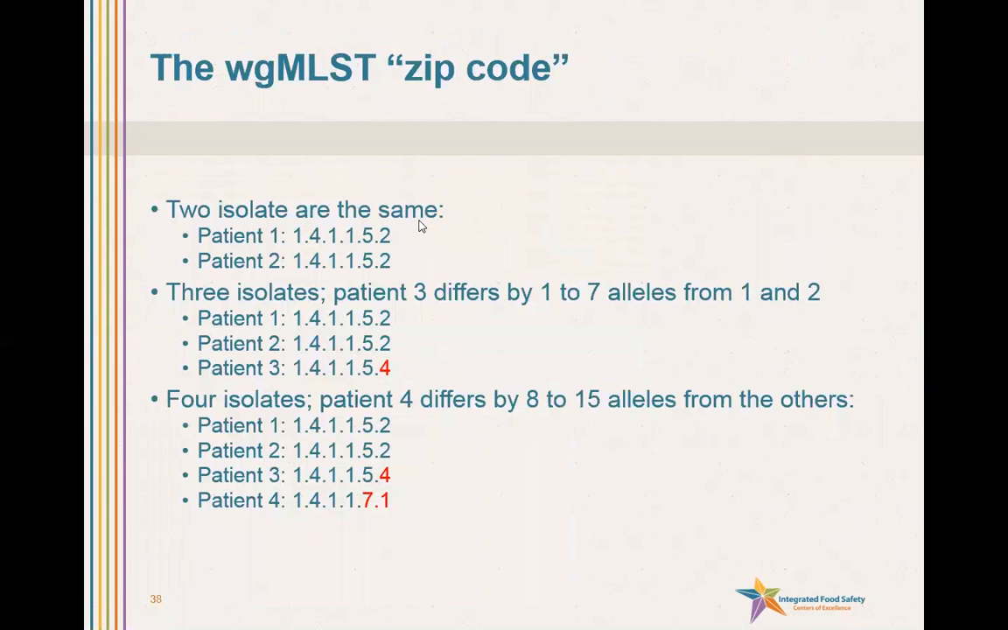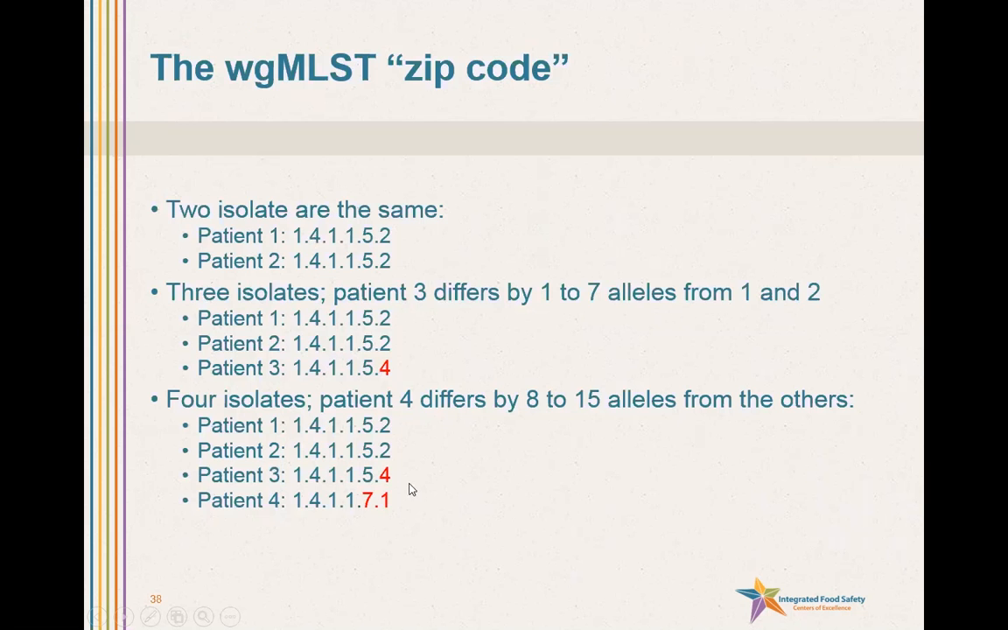How does that work? Here's an example. You have 2 isolates. We did whole genome sequencing. We ran whole genome MLST. Isolates from patient 1 and 2 are the same. They have exactly the same zip code, exactly the same combination of 6 numbers. We add a third isolate from a third patient. Now that patient's isolate is slightly different. It differs by the last number. That means patient 3 differs by anywhere from 1 to 7 alleles from patients 1 and 2.